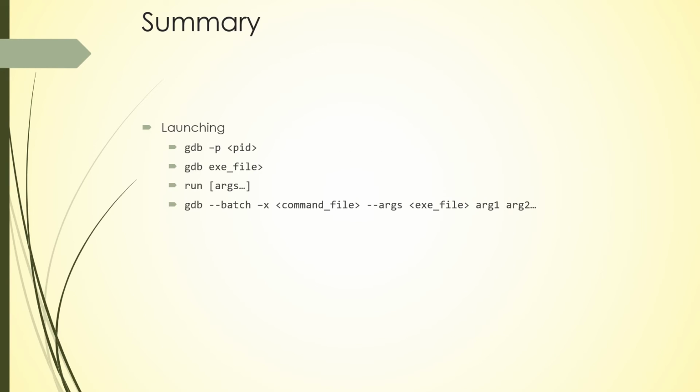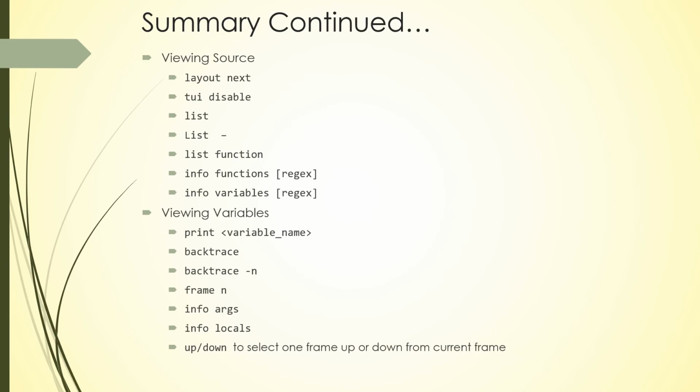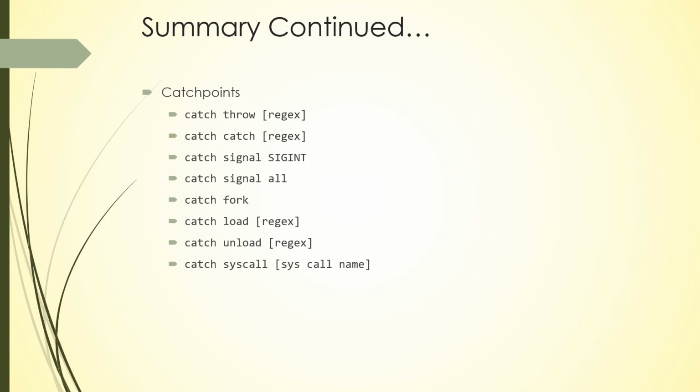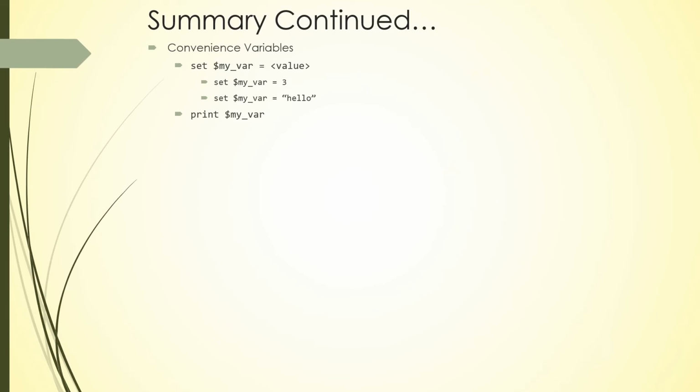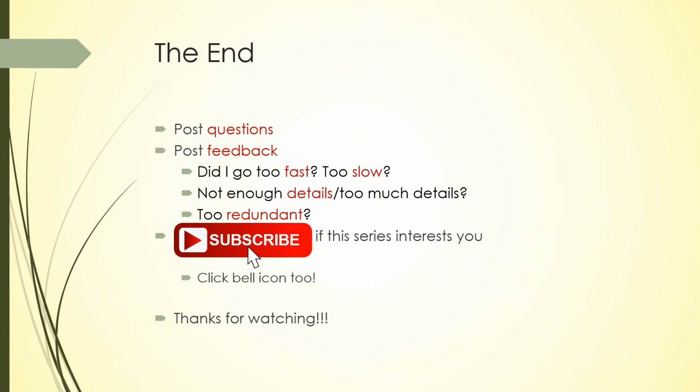Okay, and that's pretty much it for this video. I'm just showing you this because I'm going to have these slides, so I'll have the summary up in the description of the video. And this is basically a reference. So the commands for launching, the commands for execution control, the commands for viewing source, the commands for viewing variables, as well as commands for managing breakpoints, commands for catch points, commands for convenience variables, control flow statements, so the syntax for an if and a while, executing arbitrary shell commands, and quitting. I will have those slides up in the description of the video.